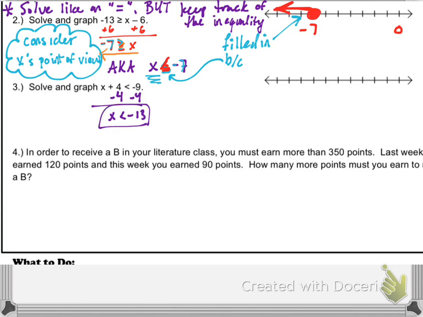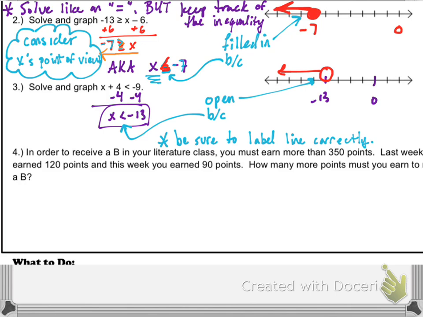Subtract 4 from both sides, we get this. Put an open circle at -13 because of that symbol. Be sure to label the line correctly. So these numbers have to be in the correct order. If you put a negative number on the right side of a positive number, that would be incorrect. Our number line goes from left to right. Has to, or we can't be having a conversation about this.